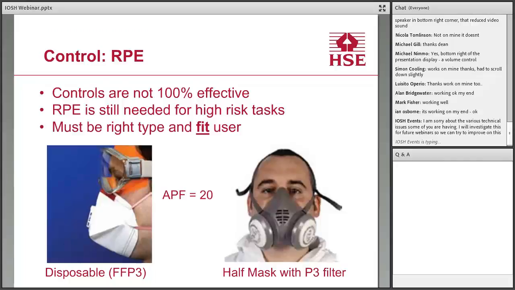So for all silica jobs and a lot of wood dusts, we'll be expecting a protection factor of 20. So that means a disposable FFP3 or a half mask with a P3 filter. For some other tasks, with lower dust tasks, you might be able to get away with a P2, but for a lot of tasks, it will be a P3 or an FFP3.